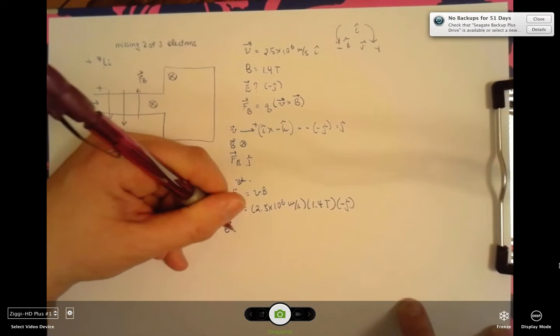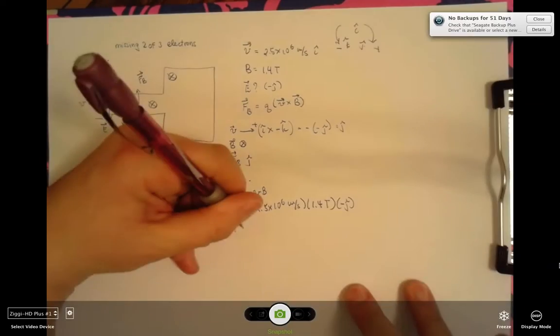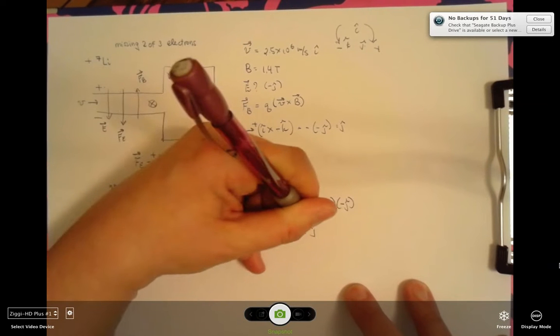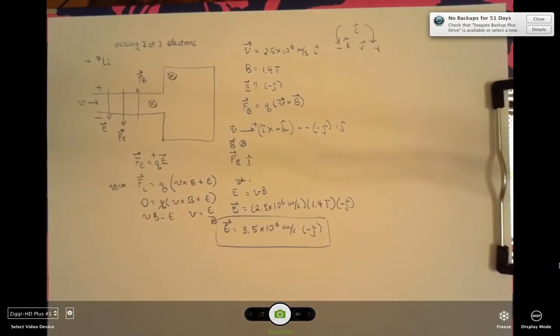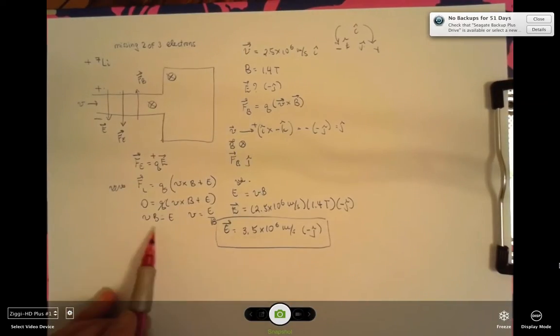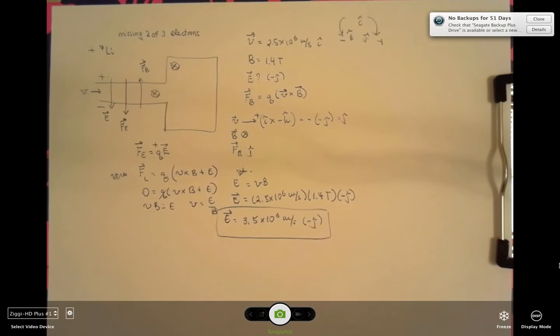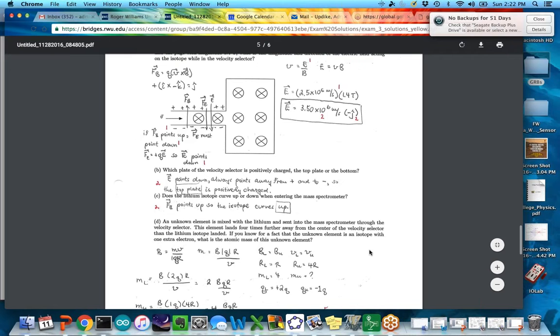So our electric field should have been 2.5 times 10 to the 6th times 1.4, 3.5 times 10 to the 6th, in the minus J direction. All right, so that should have been the answer to part 1. It was both this piece, which you had to get from this equation, but also the direction, which you had to do a little bit of right-hand rule stuff for.